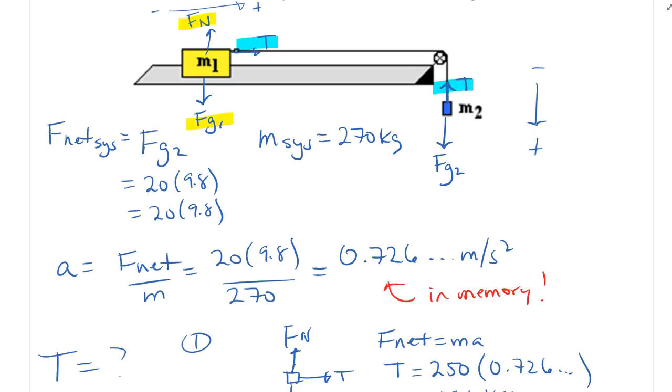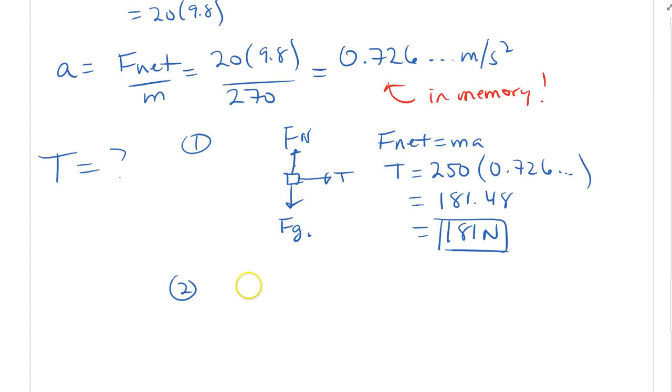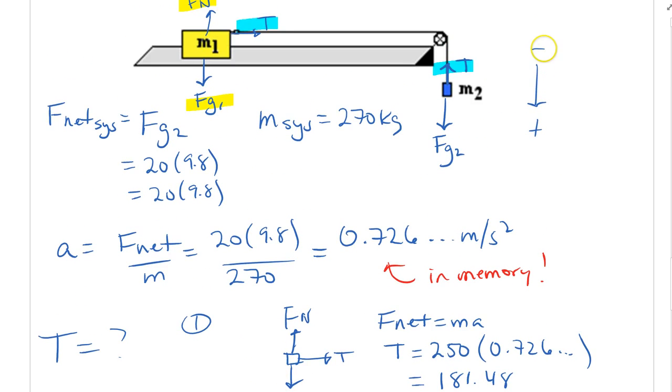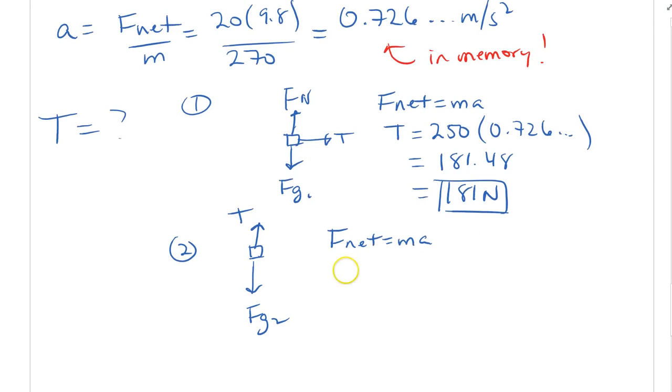So if we go back and say, what's the free body diagram for object number 2? Here we have Fg2 downwards and a tension force upwards. So looking at my F net equals ma statement, which way is positive, which way is negative? Down was positive, up was negative. So we'll say Fg2 minus the tension force will be equal to the mass of object number 2 times the acceleration.